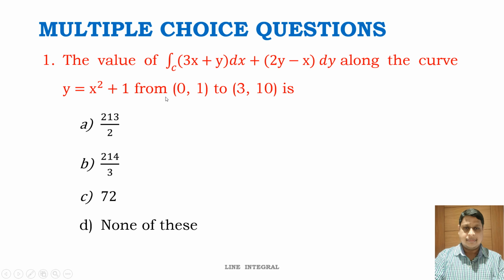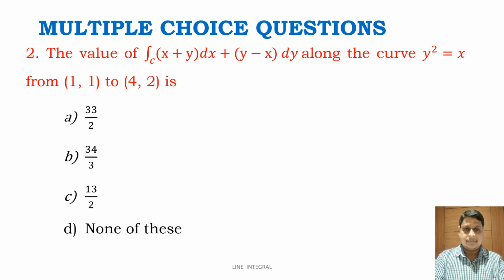The first question: the value of the integral over c of (3x plus y) dx plus (2y minus x) dy along the curve y is equal to x square plus 1 from (0, 1) to (3, 10) is. You just work it out, find out. After that you get one of the answers. I am giving the key: the answer is option A, 213 by 2.